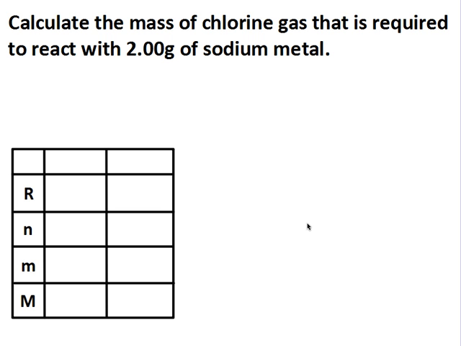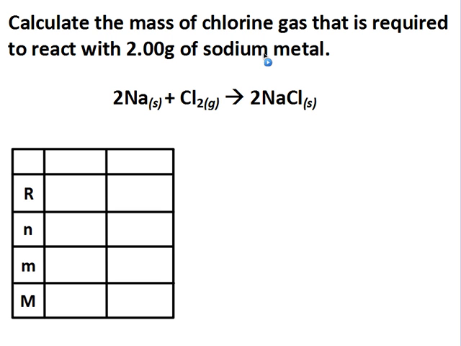So the first thing we need to know here is a balanced equation for the reaction. In this reaction, if we had 2 moles of sodium, it would react with 1 mole of chlorine gas to give us 2 moles of sodium chloride. So we've got our balanced equation there.